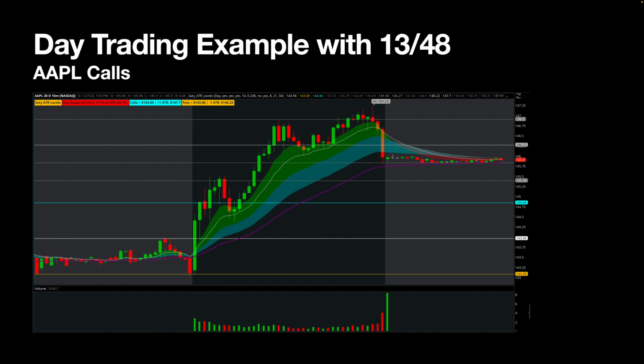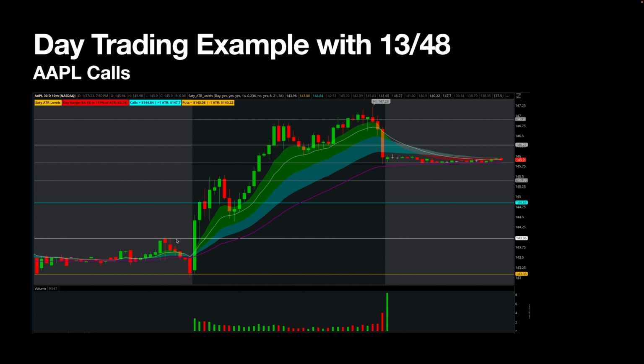This is from Friday. So you can see we started out down at the put trigger, sort of consolidating above the put trigger. And you can see the EMAs are really thin. So this is classic consolidation chop, breaking up and down through the EMAs.